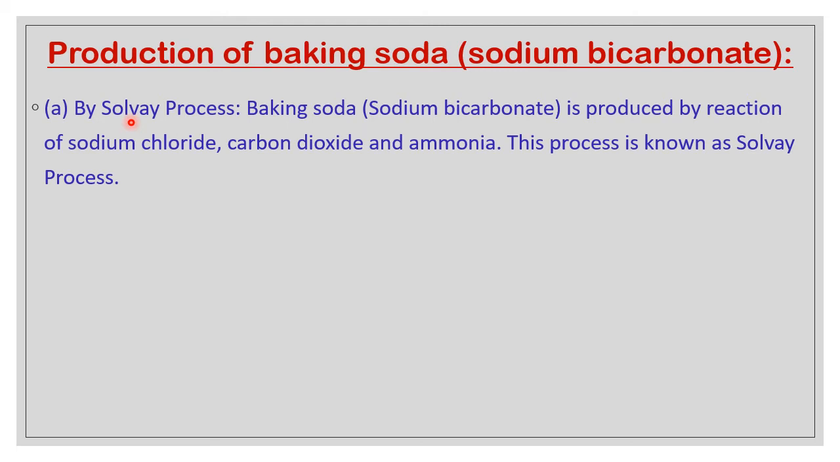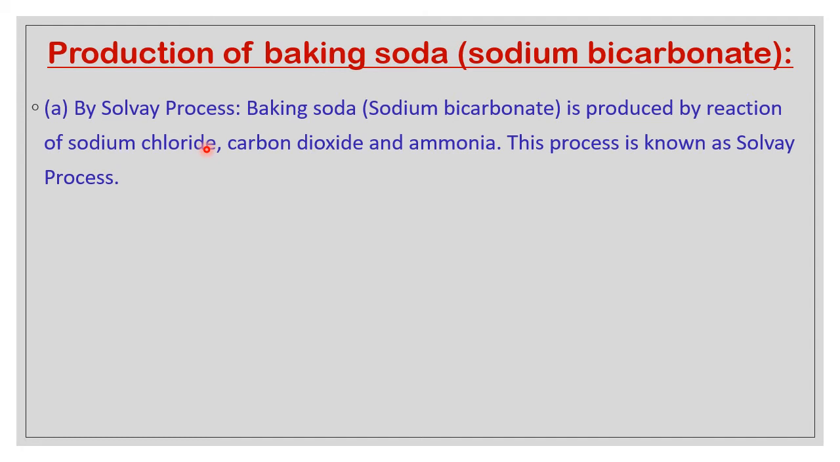What is done in the Solvay process? First we take the brine. Brine is sodium chloride in water, or sodium chloride powder saturated with water. So it is a mixture of sodium chloride and water, that is called brine. To that brine we add ammonia, and whatever solution is formed is called what? Ammoniacal brine. There are some terms they use. Because we are adding ammonia, they call it ammoniacal brine. After adding ammonia to the brine, the next step is to pass carbon dioxide.